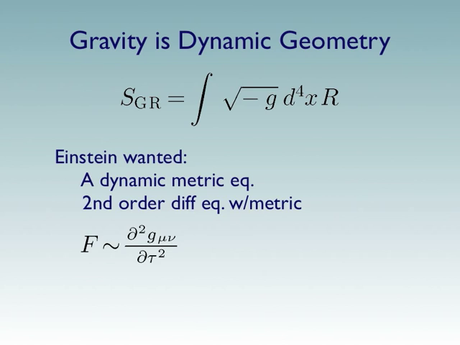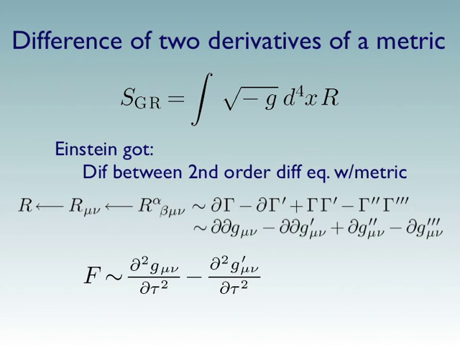So he turned to his math buddies and said, "What can you give me?" What he got was the difference of two derivatives of a metric. The action is the integral in curved space-time. That's what most of those terms are in the action, the machinery for integrating in curved space-time. The real heart of the action is this R, which stands for the Ricci scalar. The Ricci scalar is a contraction of the Ricci tensor. The Ricci tensor is a contraction of the Riemann curvature tensor.